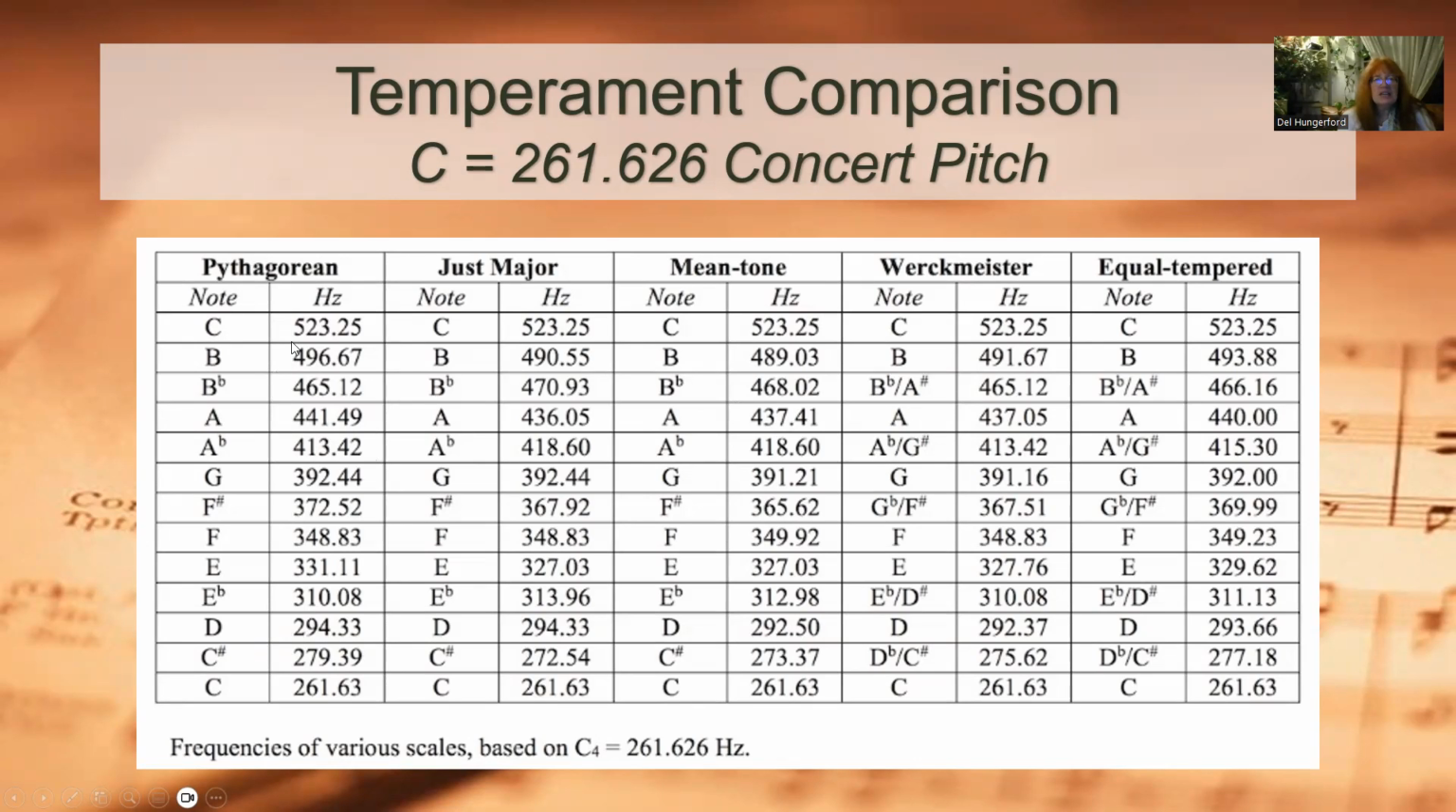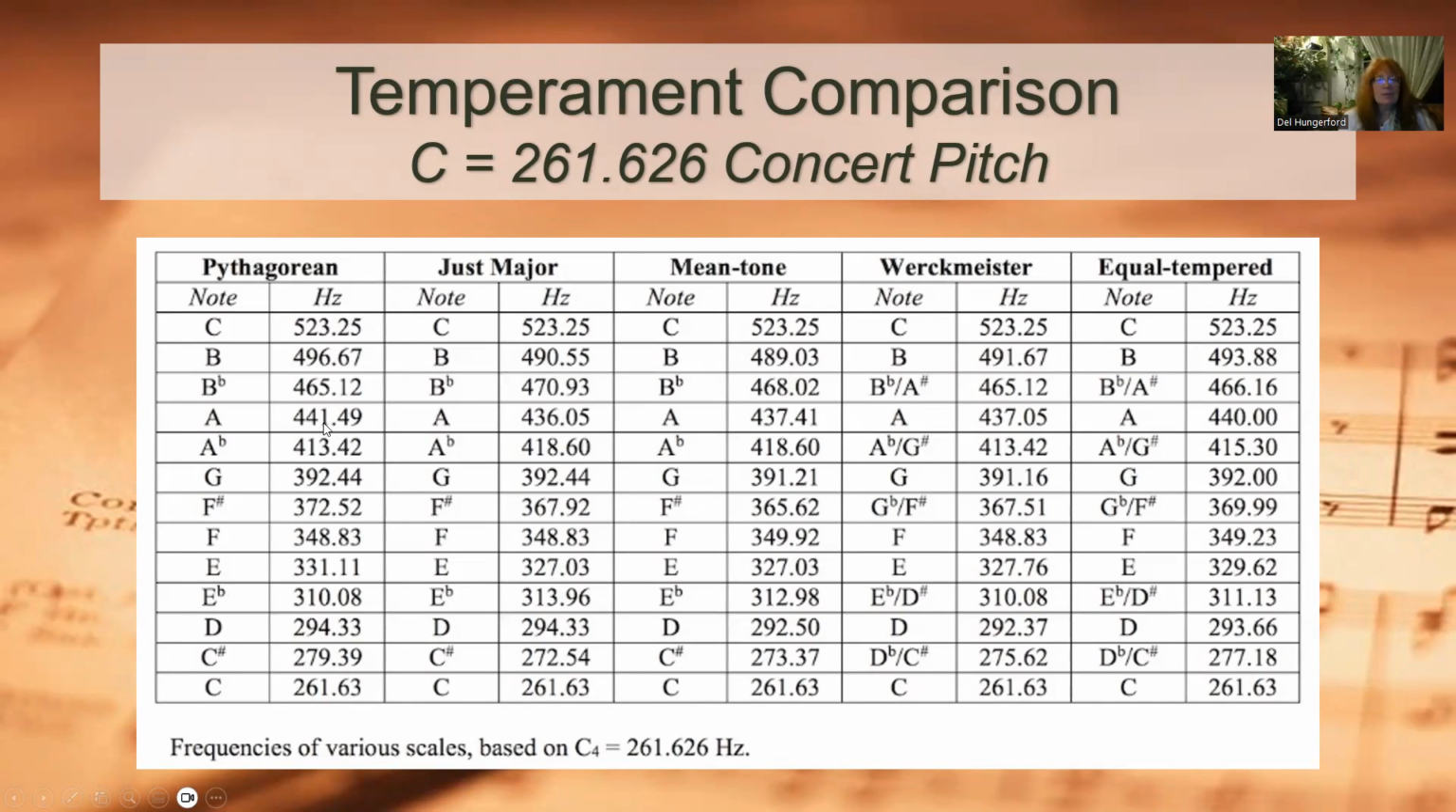Because you're adjusting temperaments, you're adjusting the distance between each of the notes, you're going to notice that even the B, Pythagorean, is 496.6. Here it is in just is 490. Mean tone is 489. Werkmeister is 491. Equal is 493. So there's slight differences. Now let's look at the A.